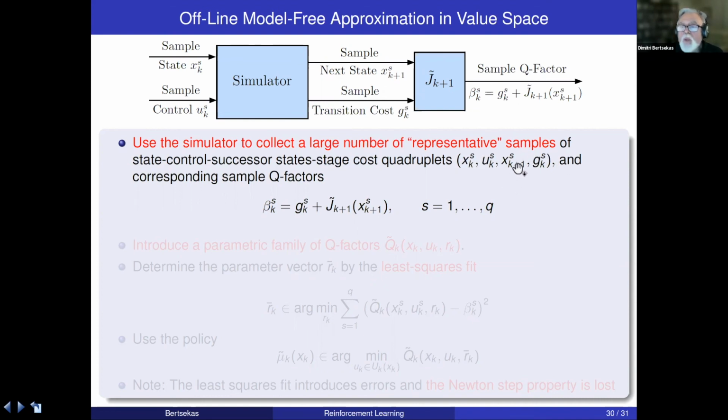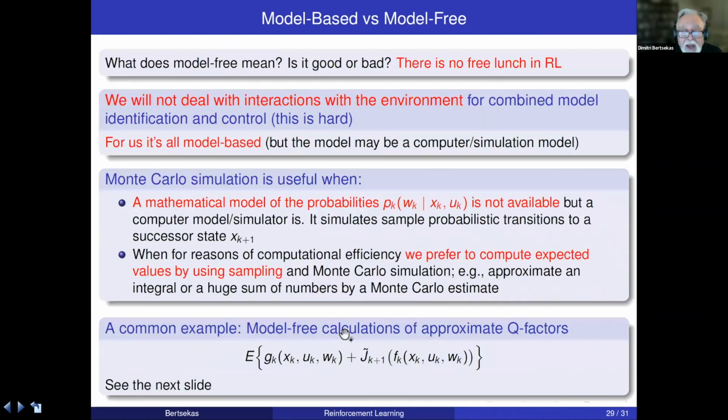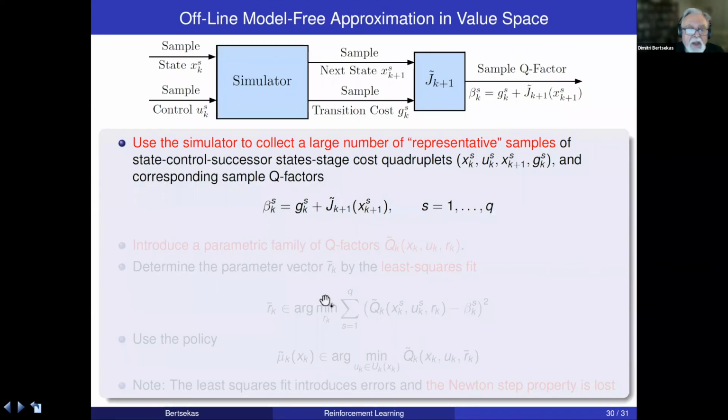And what we want to do is construct samples of the Q factor from the preceding slide. We want to construct samples of this. And we get samples of that for given X and U. So these quantities here, cost plus cost to go for the sample, is viewed as a sample Q factor. And we collect lots of those, and then we fit them to some kind of parametric architecture.